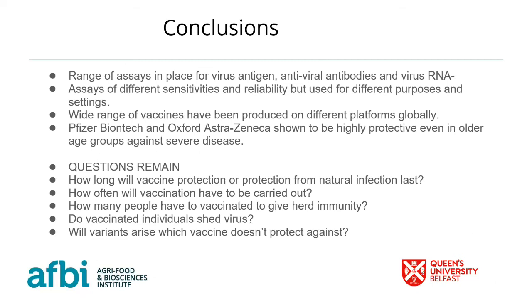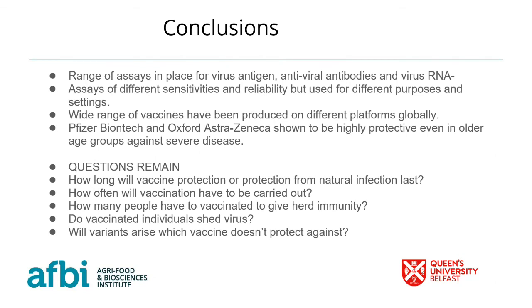How long will the vaccine protection or protection from natural infection actually last? We don't know. Coronaviruses tend not to give us long-term protection, as say something like measles, which is lifelong. How often will vaccination have to be carried out? We don't know yet. Maybe it'll be a once a year thing like flu. How many people have to be vaccinated to give herd immunity? That's not really known yet. It may be around 85%.